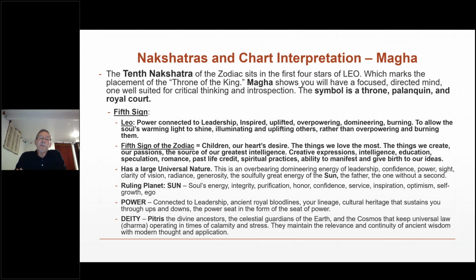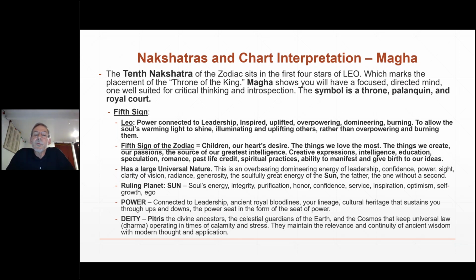So one of the things that most people want to do when they have peace in their heart through their fourth house is they want to create something with that. And a lot of people just create children. That's one of the biggest heart's desires of a lot of people. And what we learn through the fifth house is that the things we love the most, the things that we create, like our passions, are the source of our greatest intelligence. And so intelligence is involved here because education also happens in the fifth. We educate others and we educate ourselves.